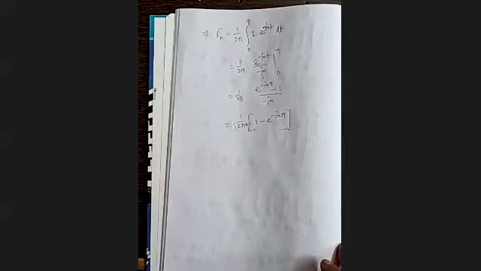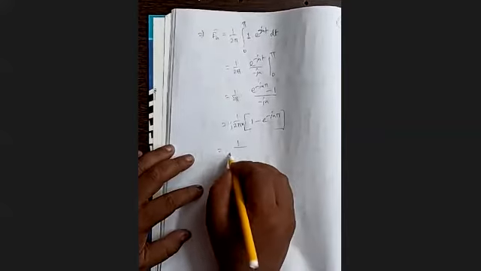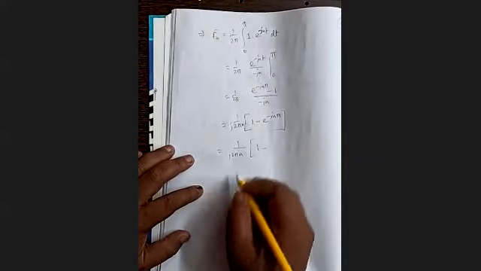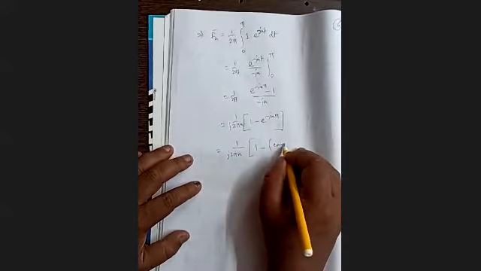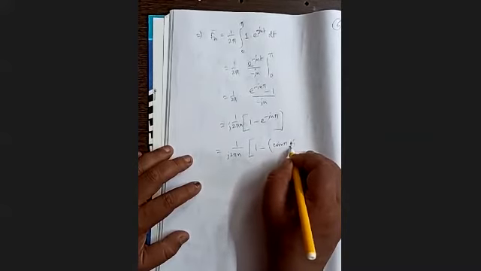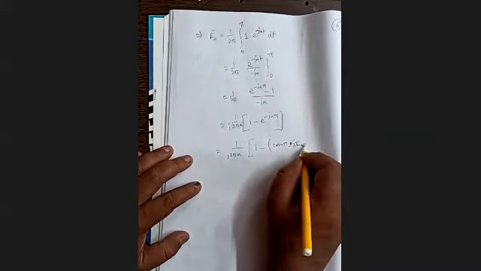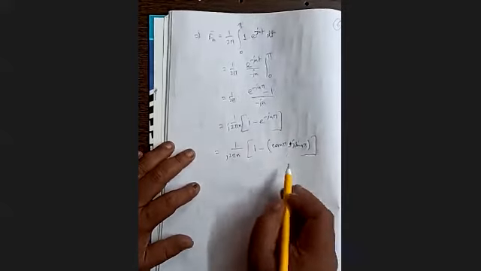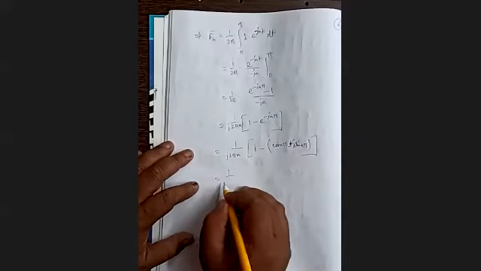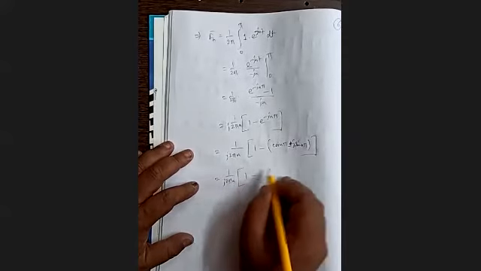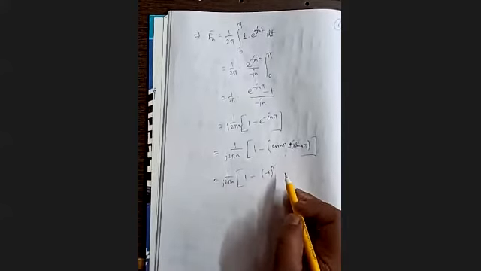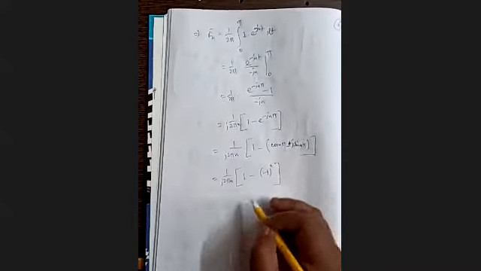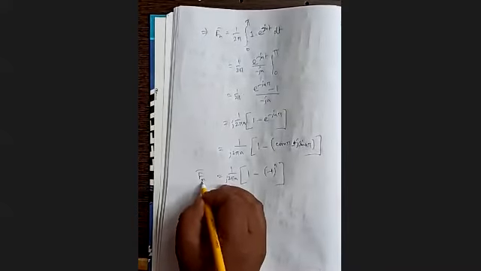Clear? Or we can write it 1 by j 2 pi n. So now this is what? e to the power minus jn pi is cos n pi minus j sin n pi. Now cos n pi is minus 1 to the power n, we already know. Okay. And sin n pi is always 0. So that is our Fn bar, its expression. Clear?